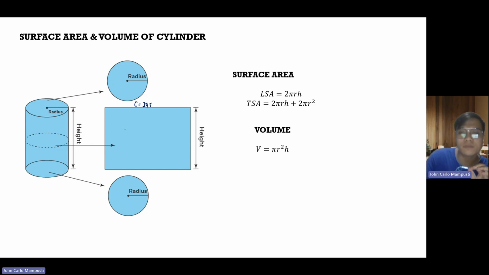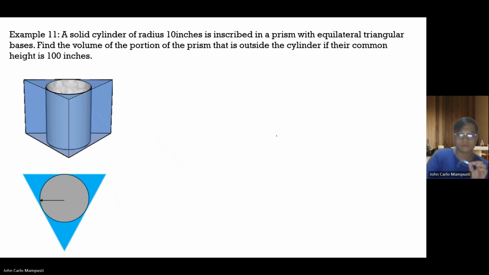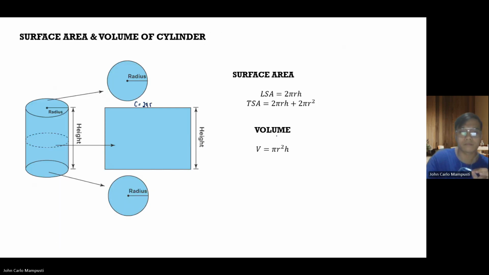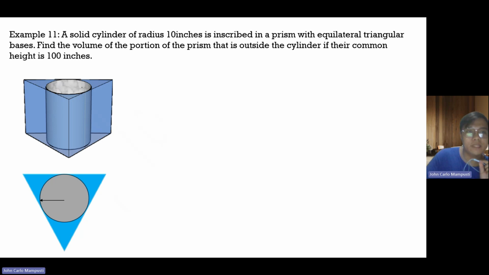And for the volume, this is equal to area ng base, tulad sa prism natin kanina. Area ng base, which is pi r squared times height. No? So, the volume is equal to pi r squared h. Okay. So, let's have example number 11.